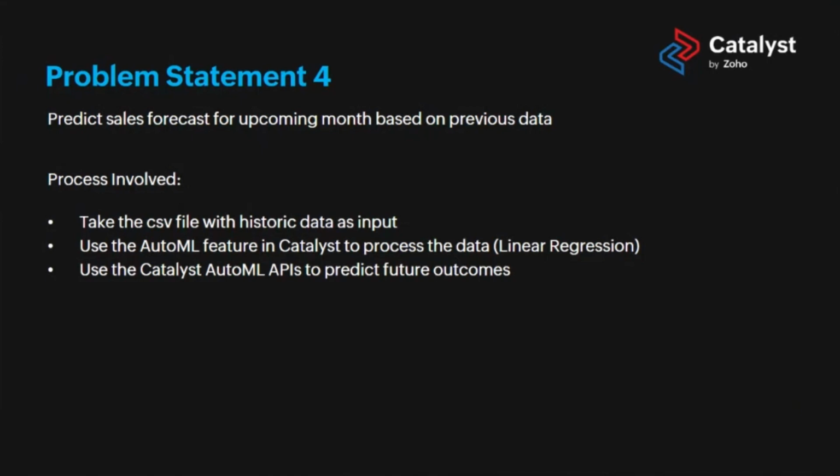So in case you had to do linear regression, to understand the sales forecast for the upcoming month, how would you do this? So you take the input as a CSV file. This contains historic data. You would use the AutoML feature within Catalyst to train the model. Once you've trained the model, you'll be having a REST API endpoint. So you call this REST API endpoint to figure out or predict sales for the next year, the year after, and so on. So this is how you would use the Catalyst AutoML feature to predict sales.